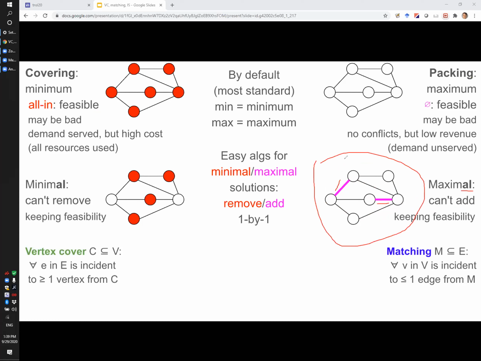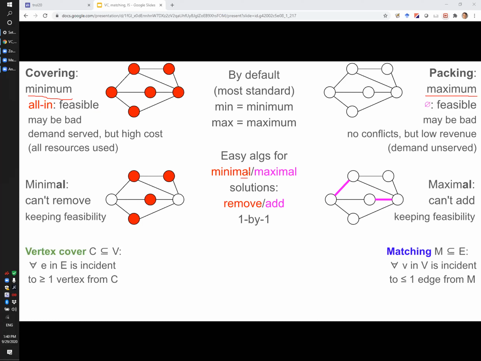Okay, so these are the notions of minimal and maximal. Now, why are we talking about them in the algorithms course? Because, as I mentioned, there is no efficient algorithm to find, let's say, a minimum vertex cover, and there is no simple algorithm to find a maximum matching. There is an efficient but complicated one.